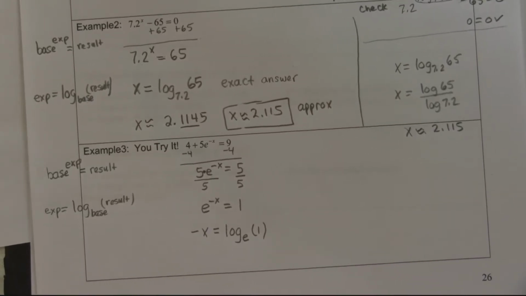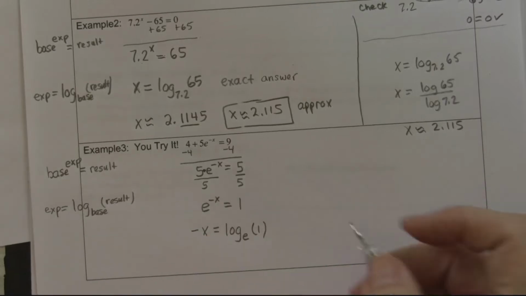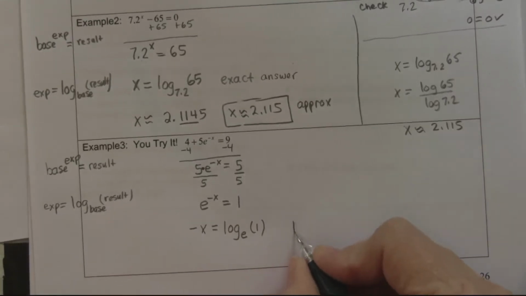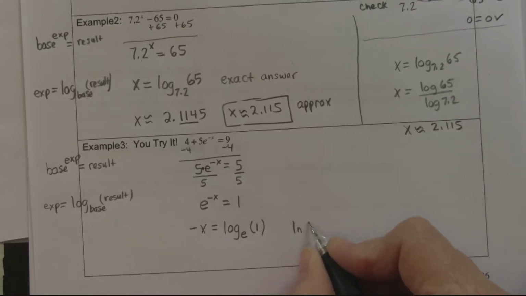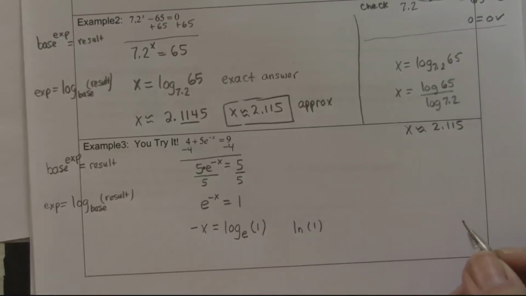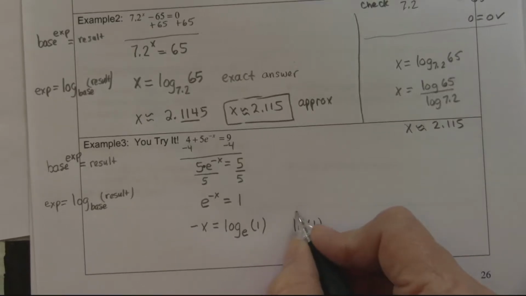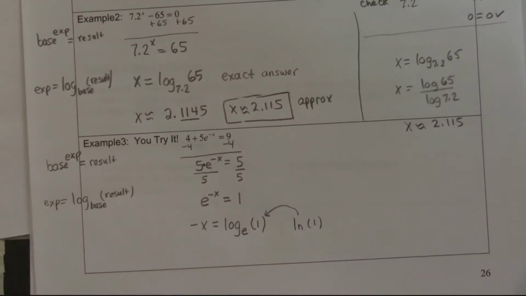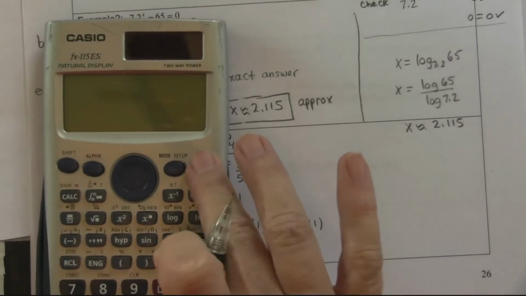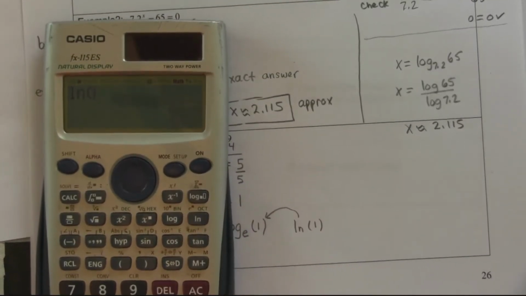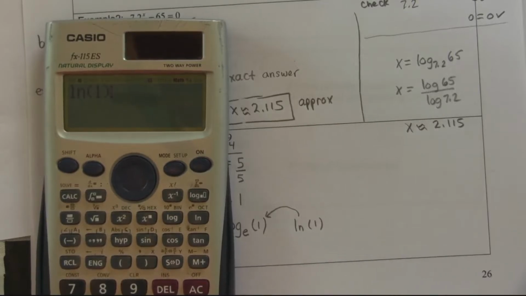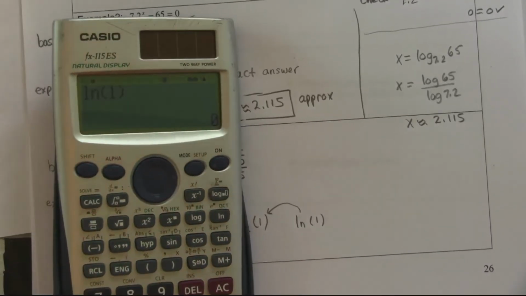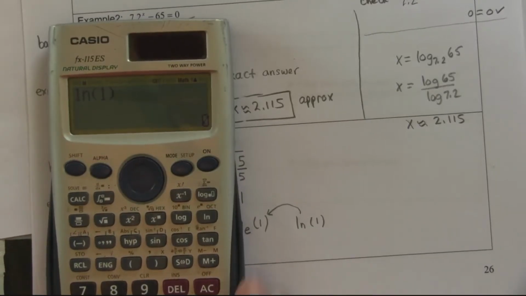So we're going to see if log base e of 1 is a nice number. Now, I want you guys to know that this is natural log of 1, because that's what log base e is, right? That is shortcut notation for log base e, simply natural log of 1. So I'm going to use that on my calculator and see if it's nice. Natural log of 1. What does my calculator say it is equal to? It says it's nice. It says it's 0.